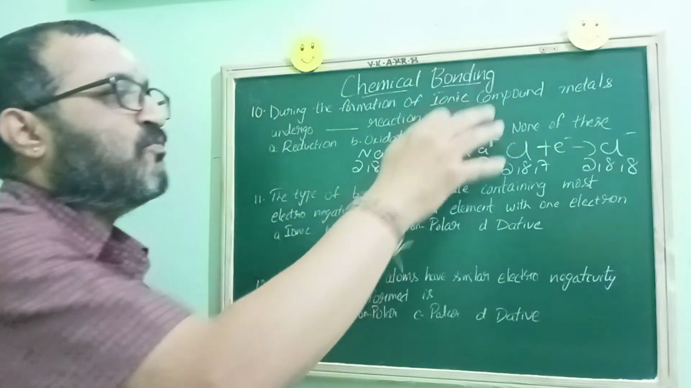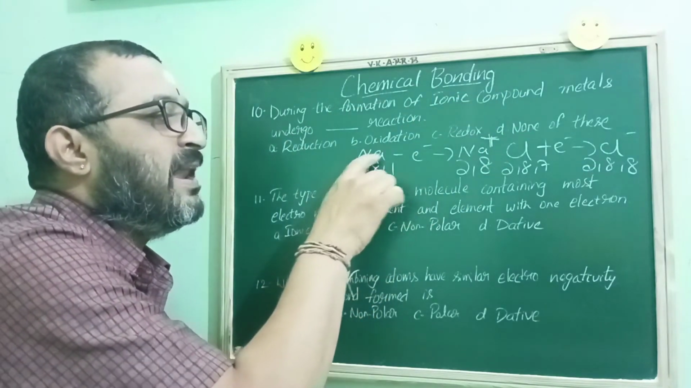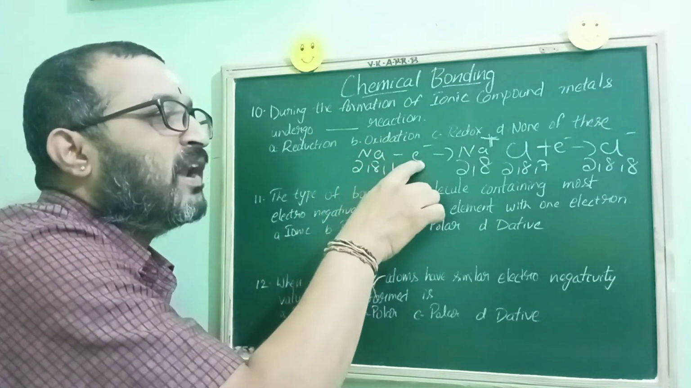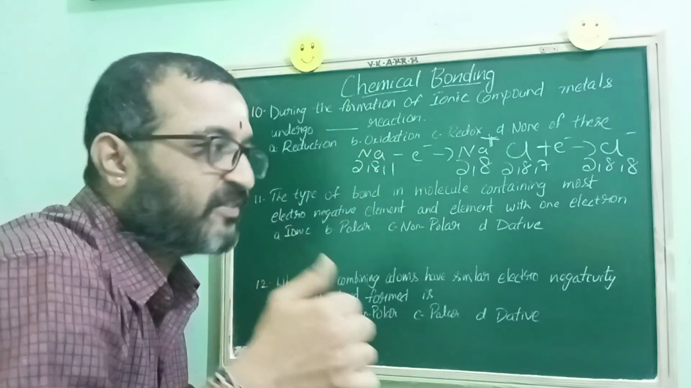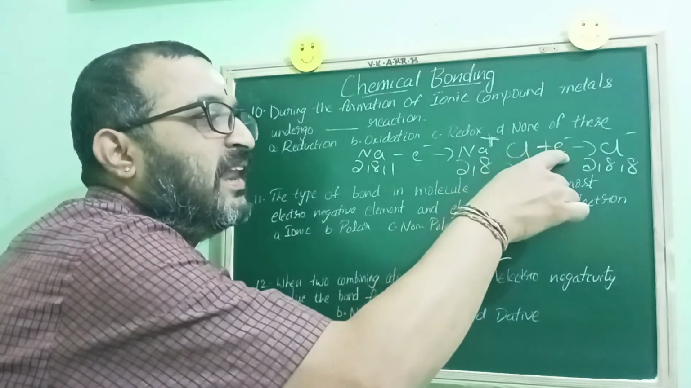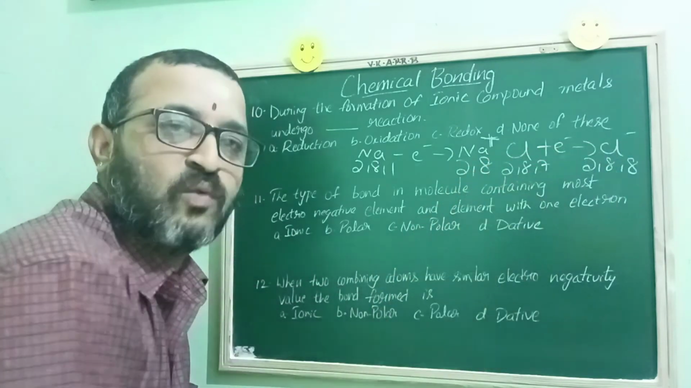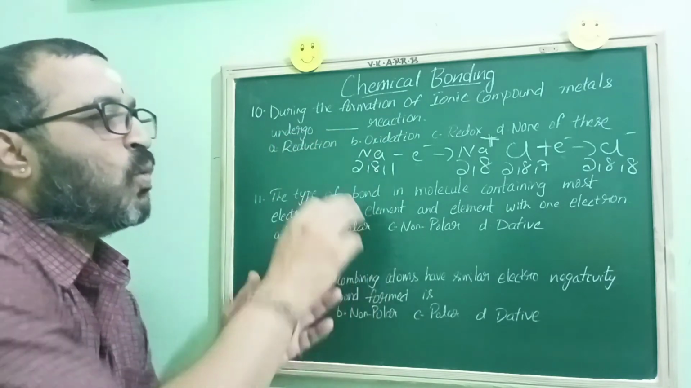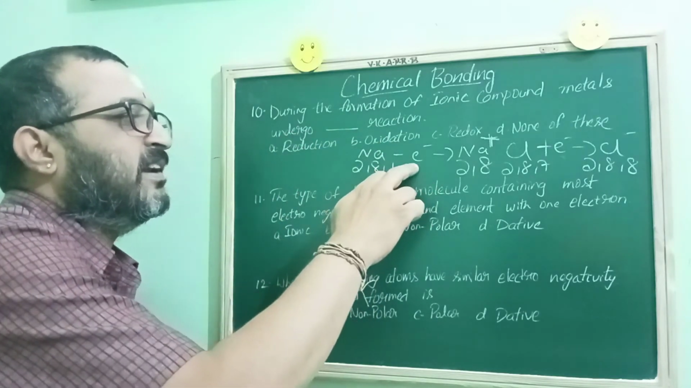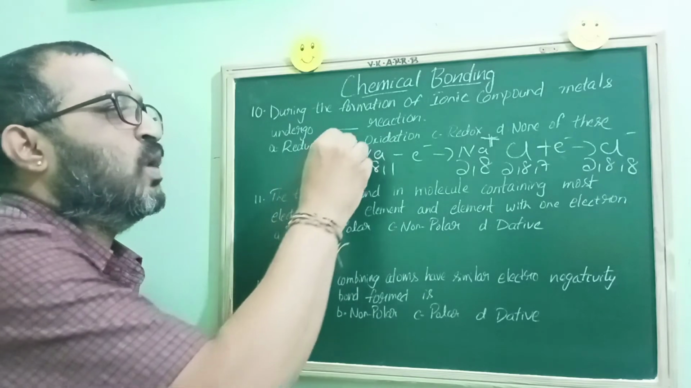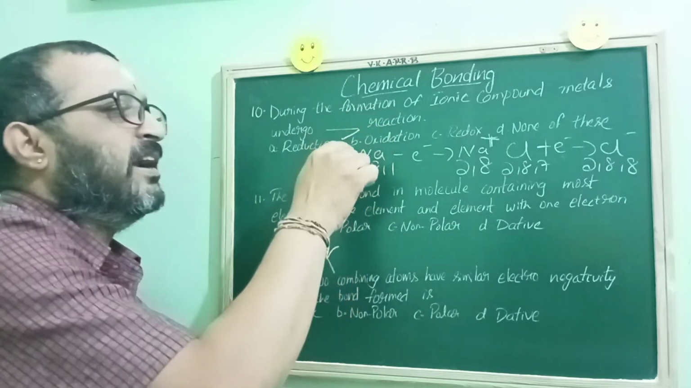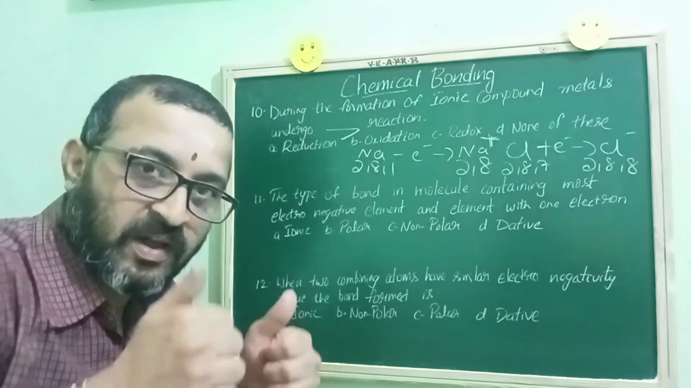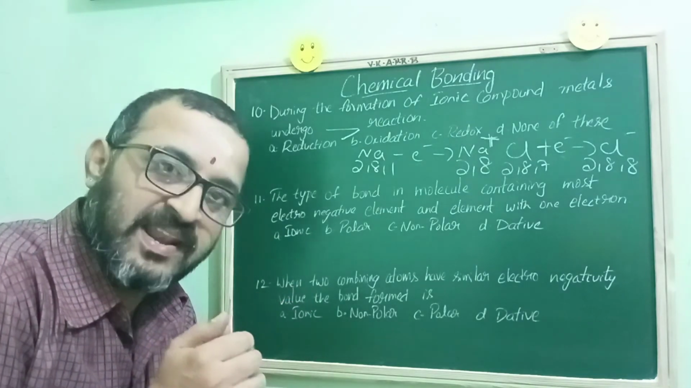Now in the formation of ionic compound, Na is losing electron, which is a metal. So loss of electron is called as what, children? Oxidation. Cl is gaining electron. Gain of electron is called as what, children? Reduction. Now metals will undergo what reaction, children? Yes, it is oxidation. Which option is right? It is option B. Is it clear, children? Okay, children, let us proceed with the next question.